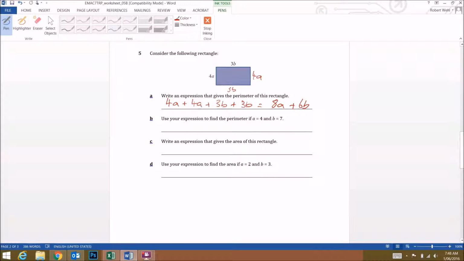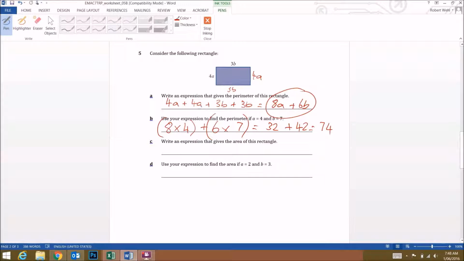Use your expression to find the perimeter if a equals 4 and b equals 7. So I'm going to use this one because it's shorter. So a equals 4, so that's 8 times 4, plus 6 times 7. 8 times 4 equals 32, and 6 times 7 equals 42. Once I add them together, I get 74. So 74 is my answer.